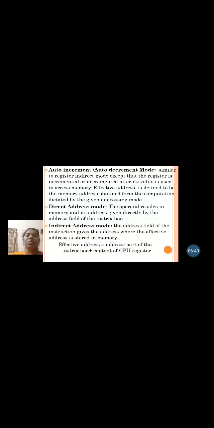The address field of the instruction gives the address where the effective address is stored in the memory. In indexed addressing, the effective address is the address part of the instruction plus the content of the CPU register. The offset value is added to the address part of the instruction to get the effective address, and based on the effective address, the original value of a particular operand gets accessed.